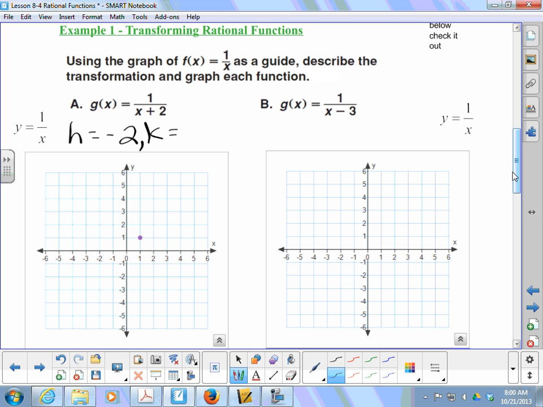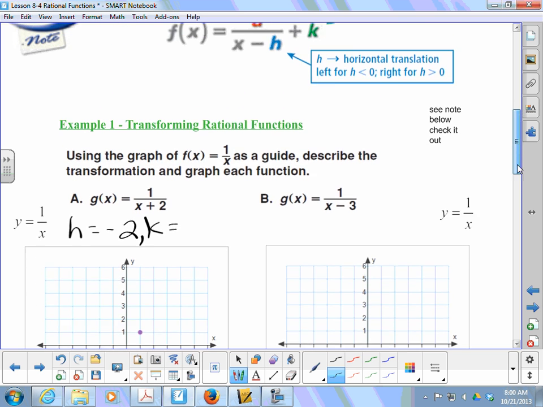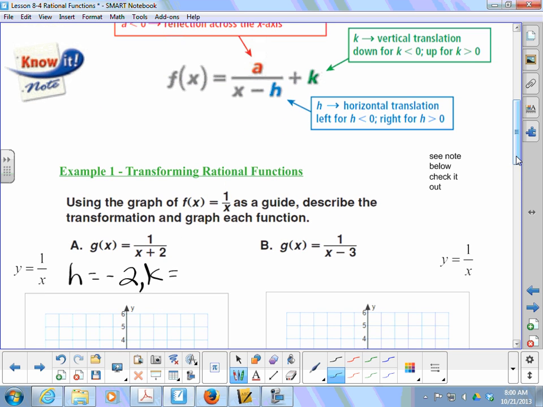All right, Mr. McCumber, what's k then? Where did you get 1? This number here? All right, let's look again. Where's k at? Okay, k is what's added on to it. Is there anything added on to it here? No, so what's k then? 0. Right? So this means that we have a horizontal translation 2 units to the left.